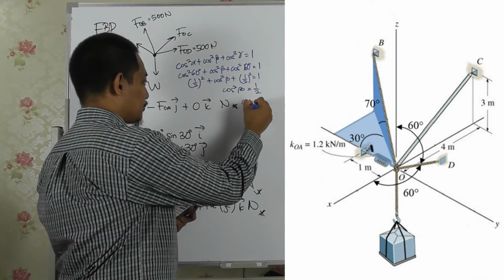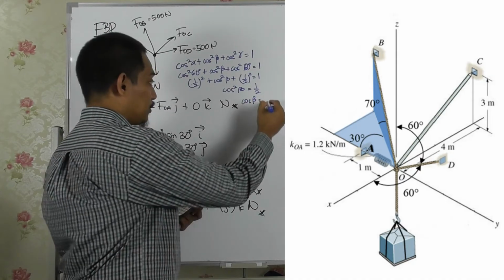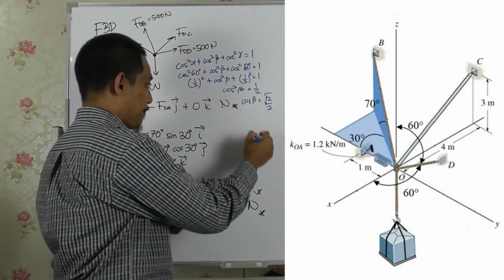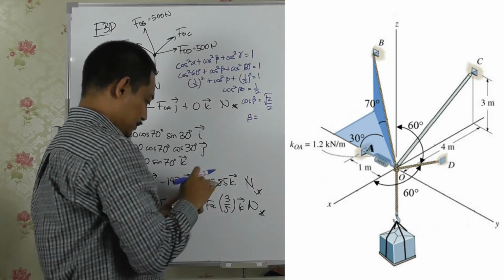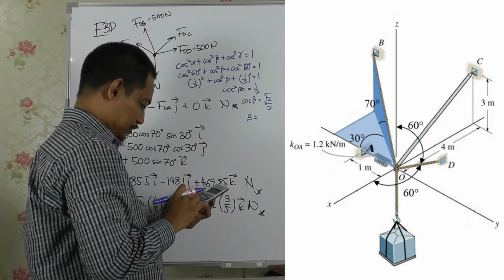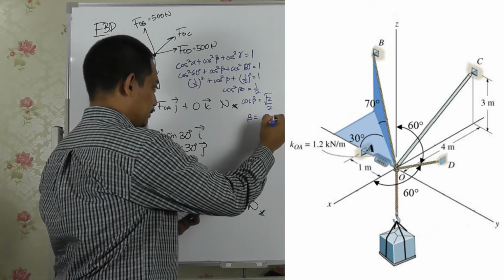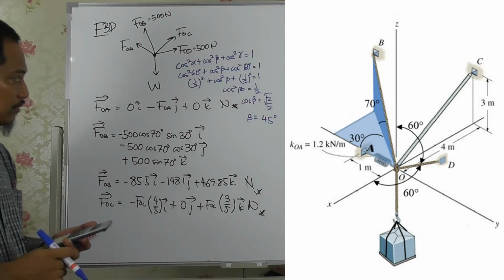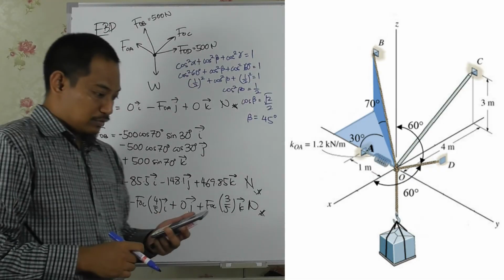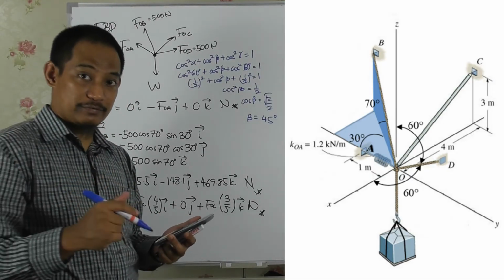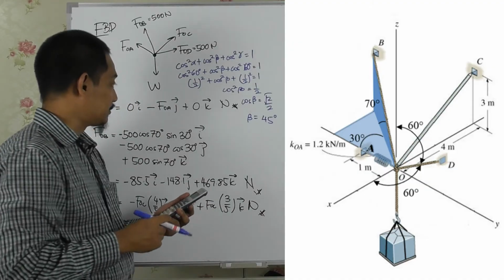So cos beta, you'll get square root of 2/2. So beta, cos inverse of the answer, 45 degrees. Okay, verify. Please do verify. Is this correct?